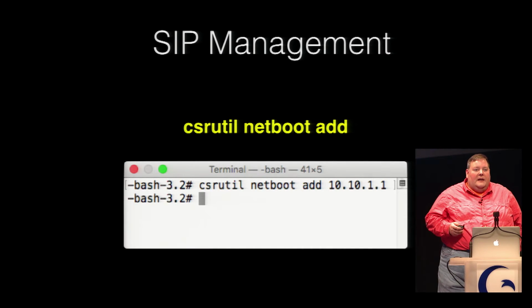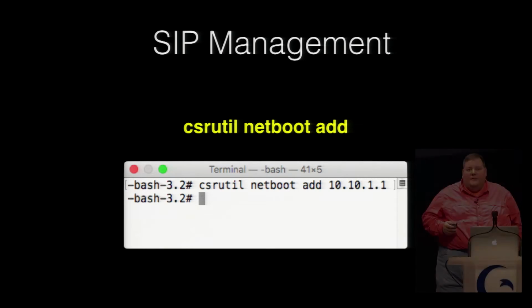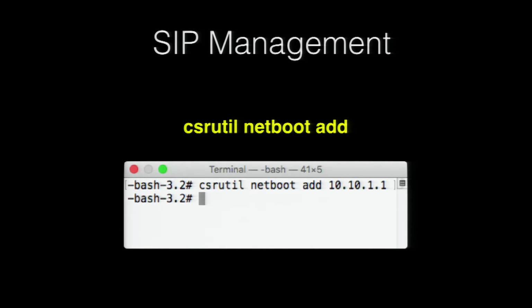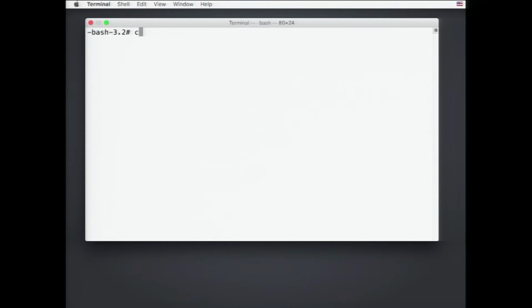The bless command in El Capitan is restricted by SIP, and this affects bless's ability to set Macs to boot from NetBoot sets. Now when booted from recovery, you can whitelist NetBoot server IPs as being approved for use by the bless command. So to do this, you would use csrutil netboot add, followed by the IP address of the NetBoot server you want to whitelist. So let's take a look at how this works.